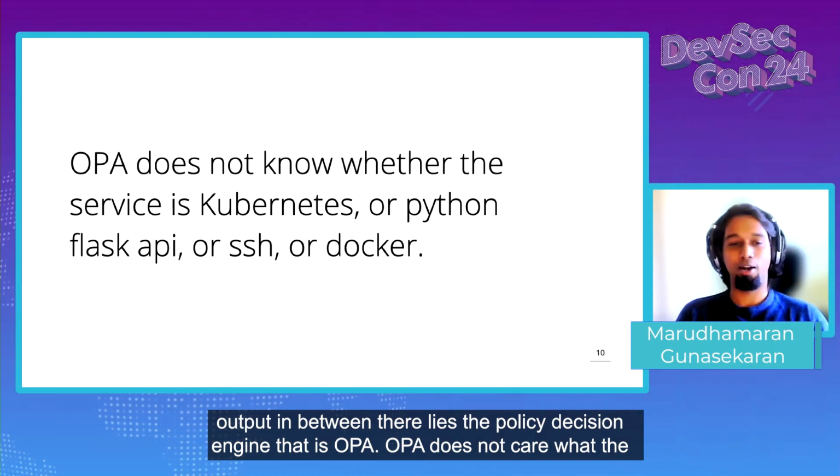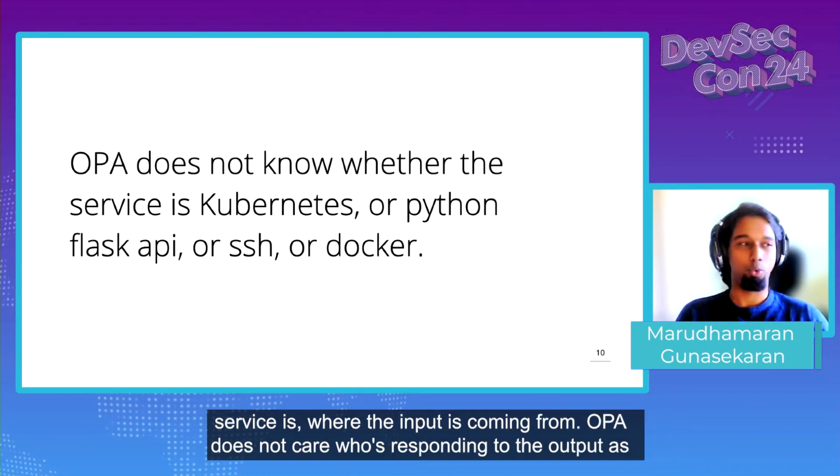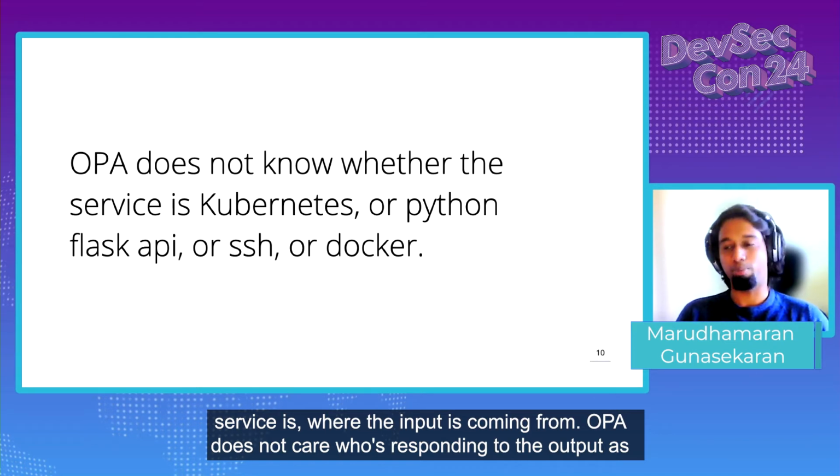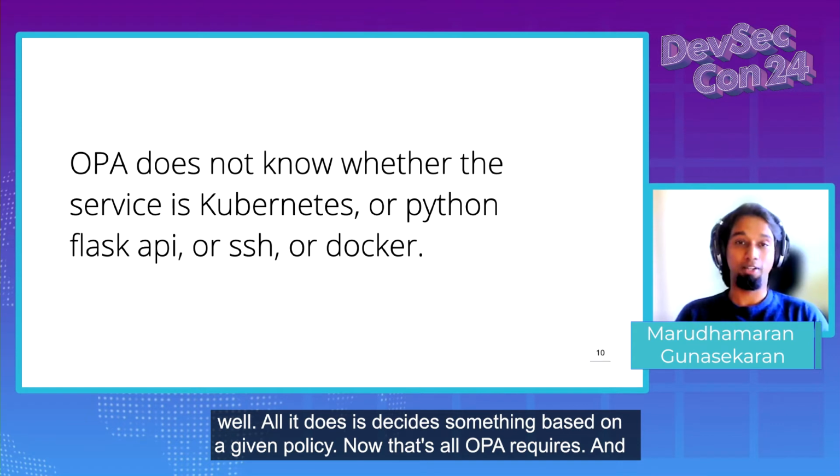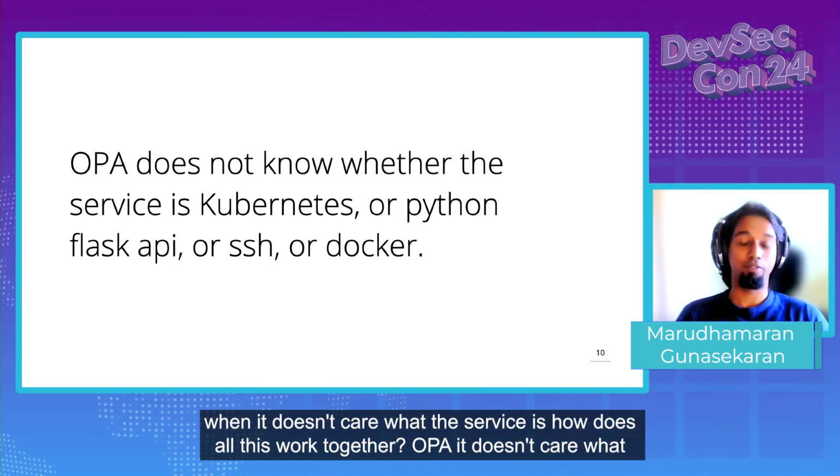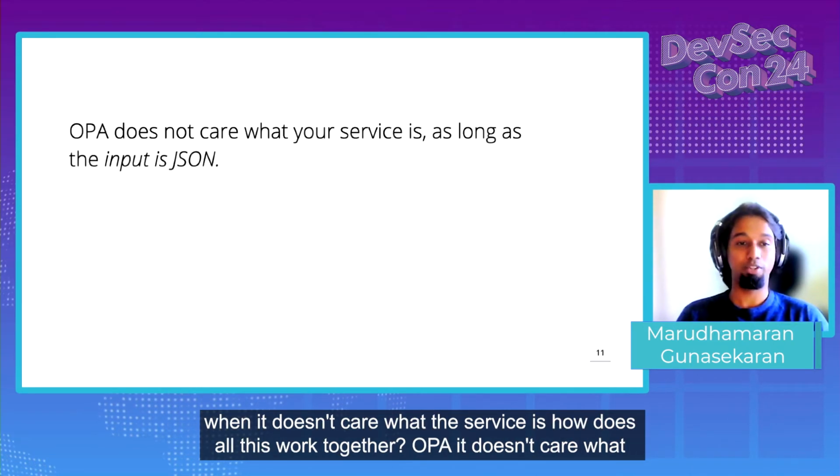OPA does not care what the service is, where the input is coming from. OPA does not care who's responding to the output as well. All it does is decide something based on a given policy. That's all OPA requires. And when it doesn't care what the service is, how does all this work together?